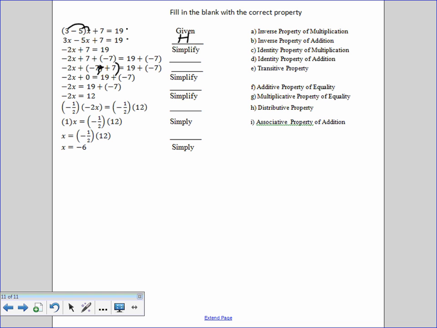All right, between the second step and the third step, what changed? Well, they added in this -7 to both sides. So if we add something to both sides of a problem, what is that? Well, that's the additive property of equality. Between this step and this step, what changed? Oh, we changed what was in the parentheses over here. And changing parentheses is the associative property of addition.